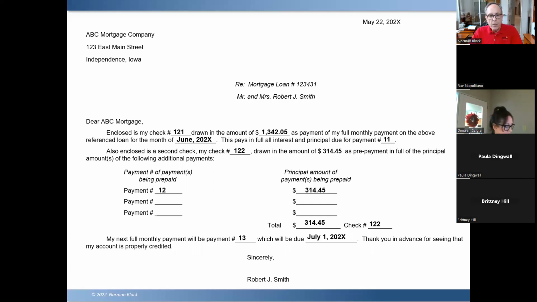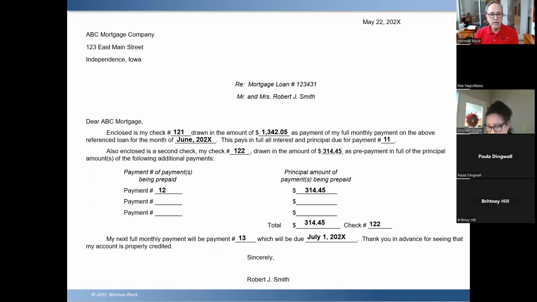I just told them what payment I'm paying and what month it's for. And then the second paragraph says also encloses a second check, my check number 122, drawn in the amount of $314.45 as prepayment in full of the principal amount of the following payments. And I left myself room to do one or more. This month, I'm only doing one. And so I'm sending these written instructions with 2 checks, and I'm mailing it in time for it to be at the bank before the payment is due on the 1st.